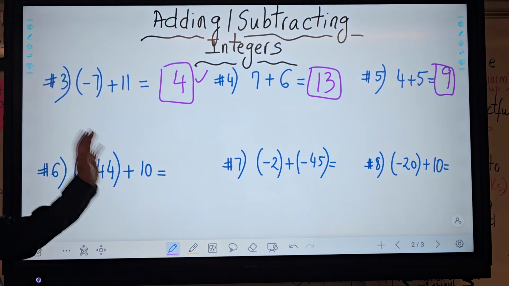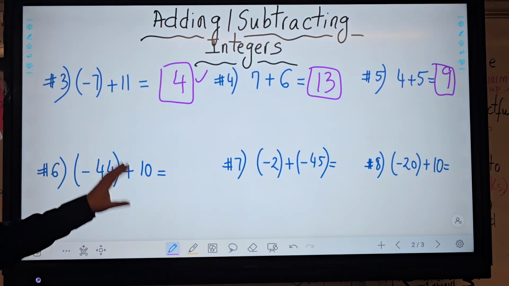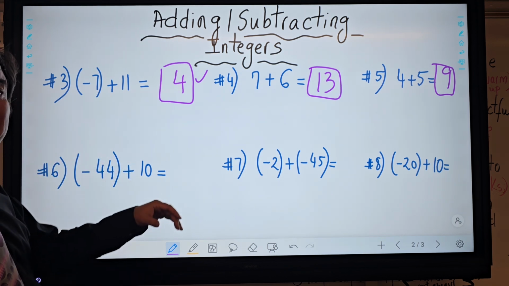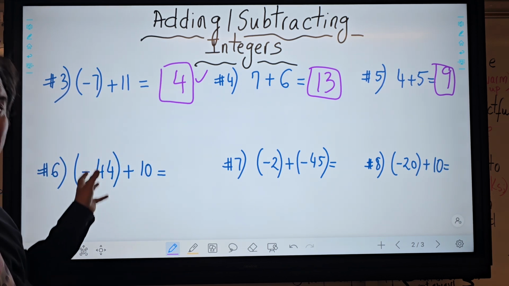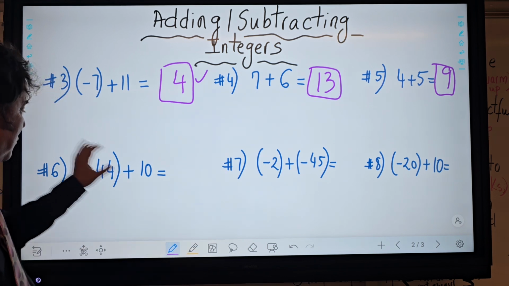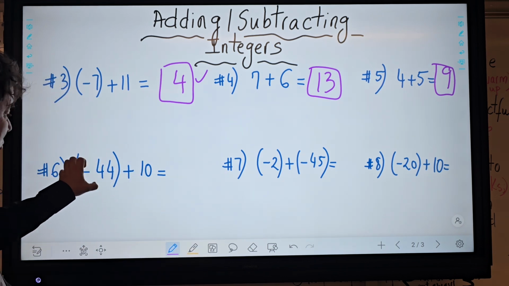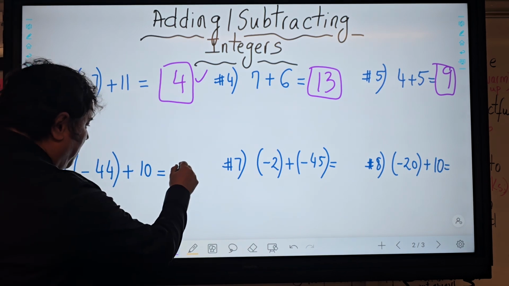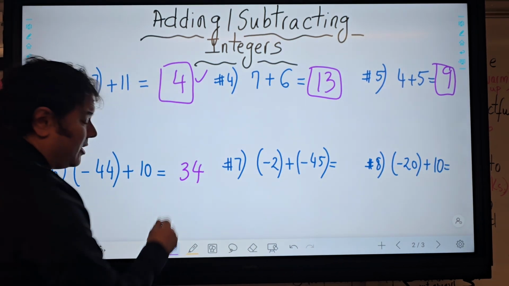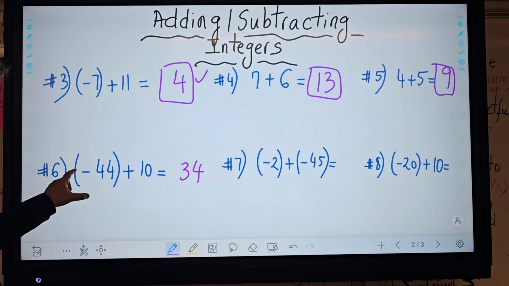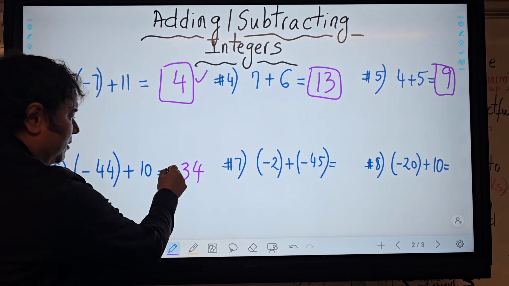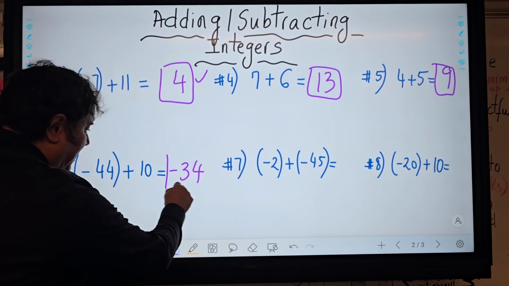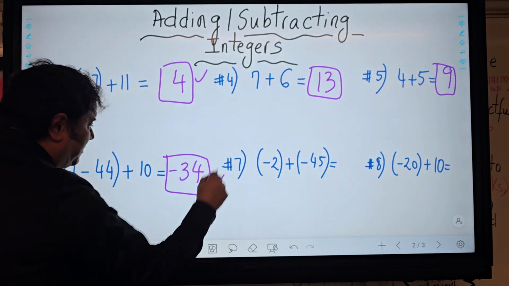Now let's look at number 6. Negative 44 plus 10. Let's do the song again. Different signs, subtract. Keep the sign of the larger number. Then we'll be exact. So different signs, subtract. Let's subtract 44, take away 10. We get 34, right? And then we're going to keep the sign of the larger number, which is 44. And 44 is negative. Final answer, negative 34.